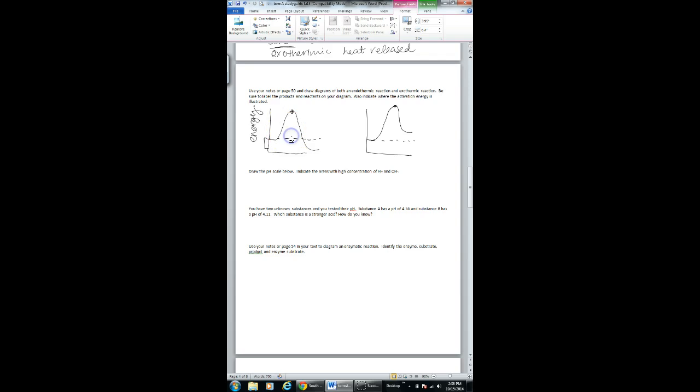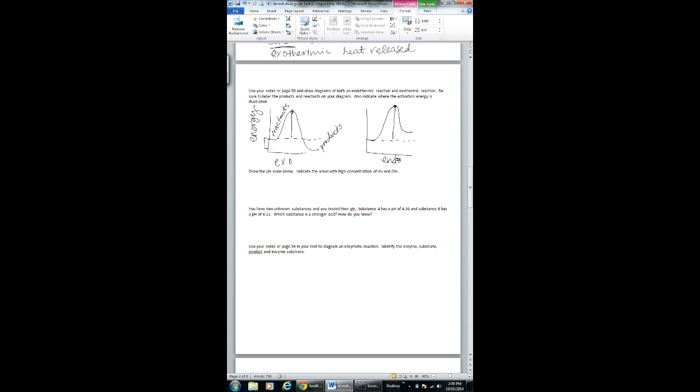Okay, and so activation energy is going to be this here in the middle, how long it took to get to the top, and reactants are always at the beginning, and products are always at the end. And this is, I'll label it real quick. This is our exothermic. This is our endothermic.